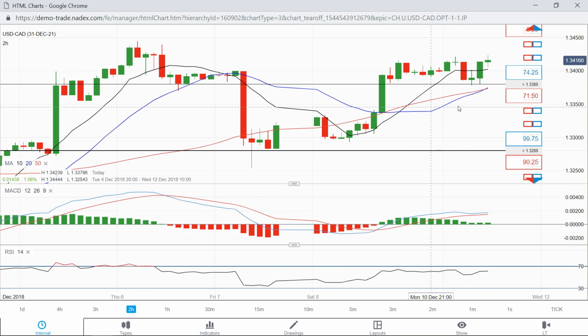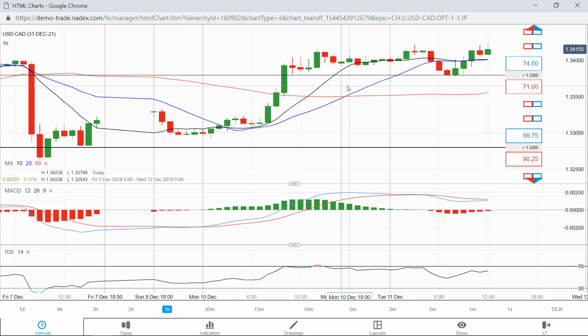And moving averages are still not, they're getting into alignment. They're just crossing right there. We'd have the 50, the 20, and the 10, and then looking for a nice break of that level. I think once we get that break, I think the markets might move to another high.